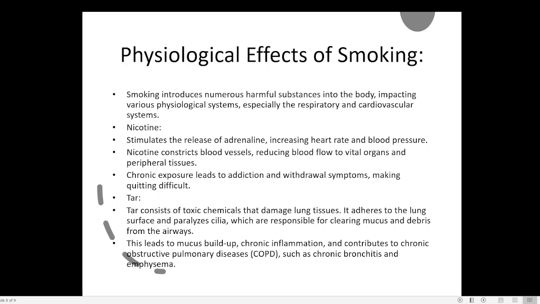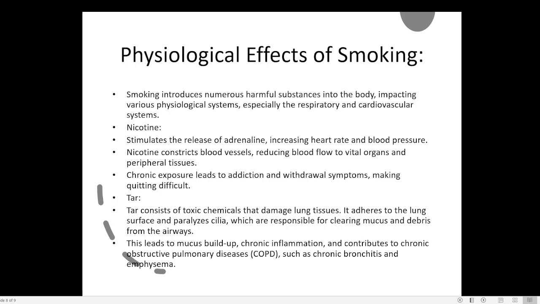It can adhere or attach to the lung surface and paralyze the minute hair-like cilia inside the trachea and bronchus, which are responsible for clearing the mucus as well as the waste and debris from the airways. So that is the function of these small cilia. The tar will be destroying all this inner wall of the respiratory tract. This leads to mucus buildup, so that the amount of mucus in the lungs will be increasing.